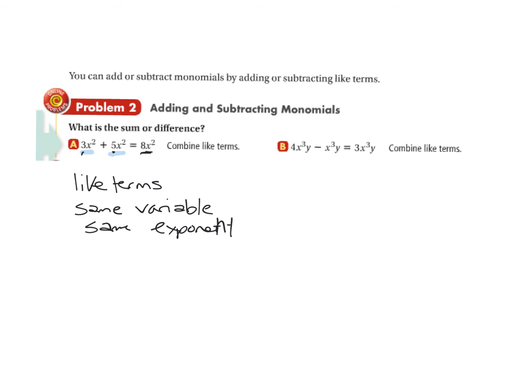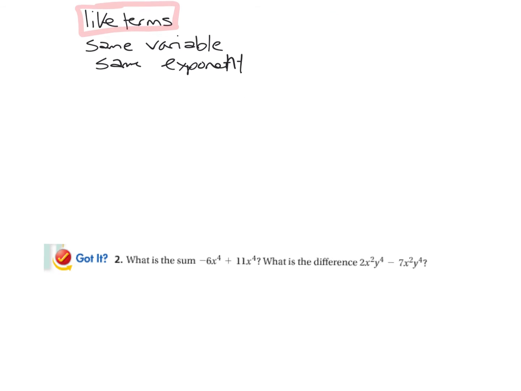Over here, in part B, we've got 4x cubed y minus x cubed y. Again, these are like terms. They have the same variable. They have the same exponent. We have to remember that in front of the second monomial, there's a 1. So 4 minus 1, I get 3x cubed y.